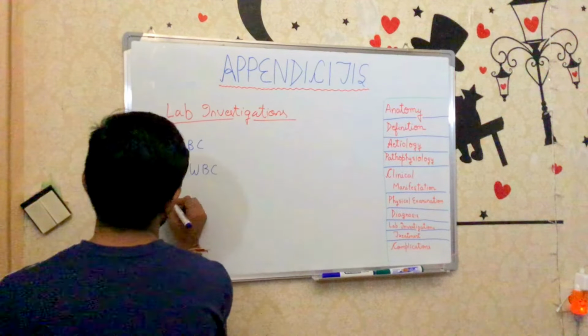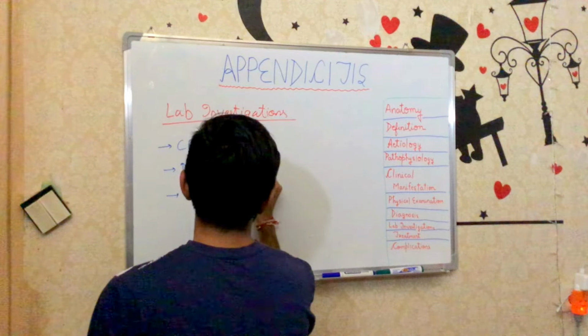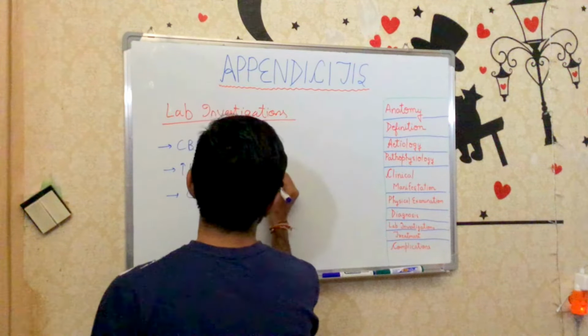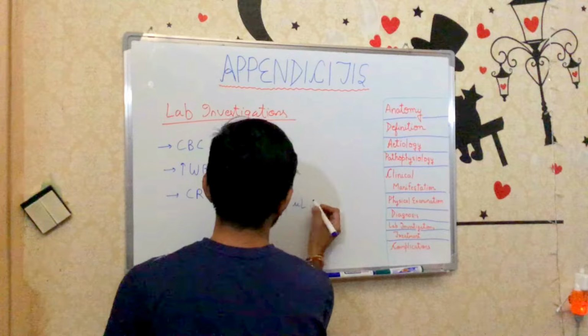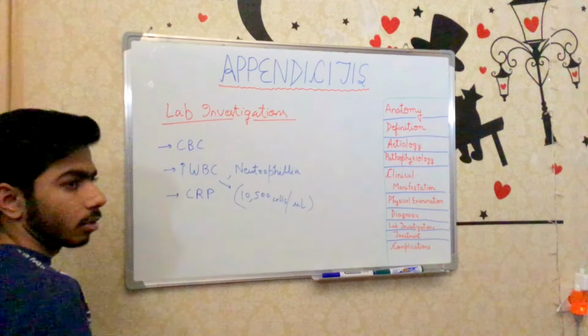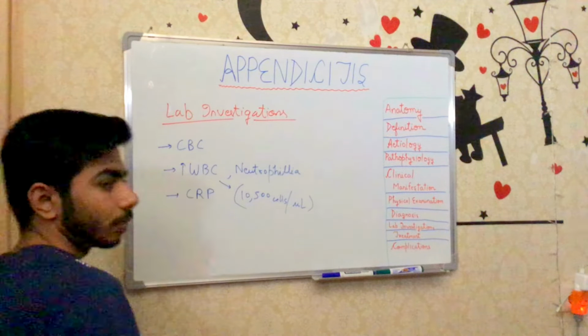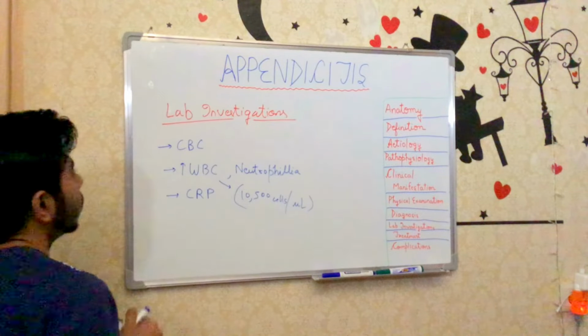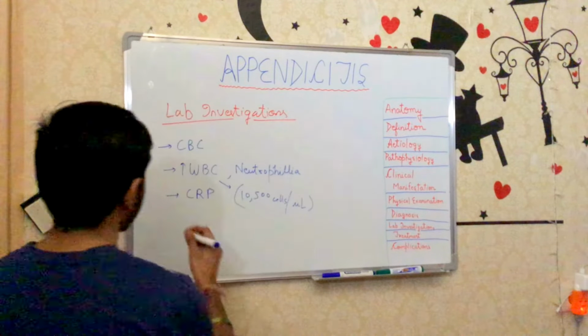Now you can check for the C-reactive protein also. Also in these patients there will be neutrophilia. The neutrophil count will be higher. The WBC count will be higher than 10,500 cells per microliter in the blood, or more than 11,000 cells per microliter. There will be the left shift. Now this was about the lab investigations, more particularly the leukocytosis and the neutrophilia.